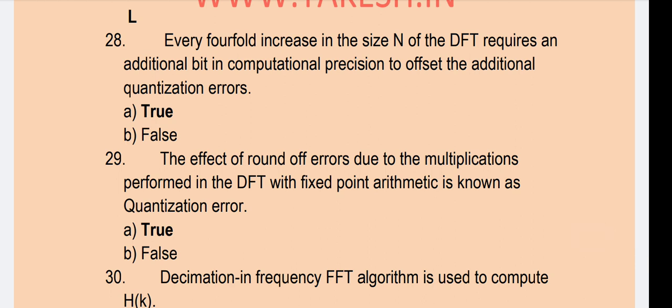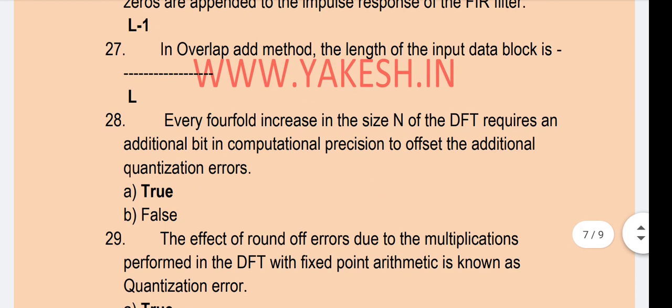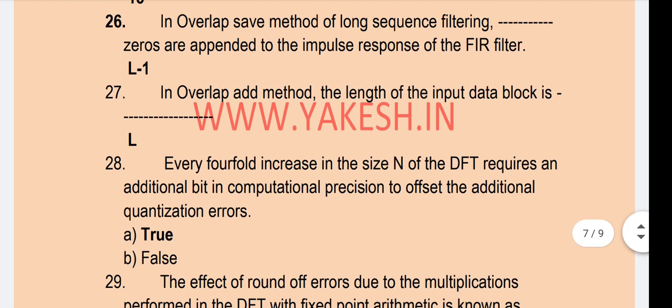Every increase in the size N of the DFT requires an additional bit of computational precision to offset the additional quantization error. True. In the overlap add method, the length of the input data block is L. This is the overlap add method. And in the overlap save method of long sequence filtering, L minus 1 zeros are appended to the impulse response of the FIR filter.